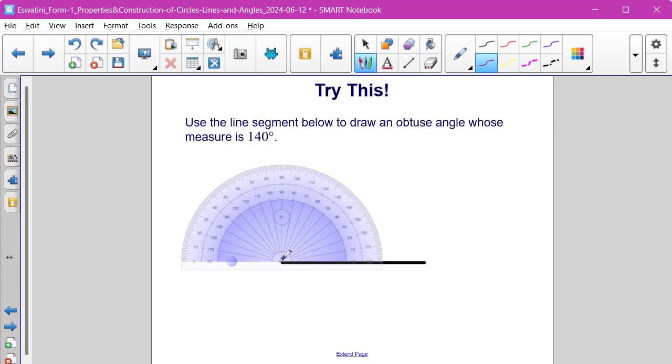Notice that because I'm using this endpoint, I'm going to use the inner measurements. Like out to here is 40 degrees. So 140 is way out here. So I'm going to mark it right here.